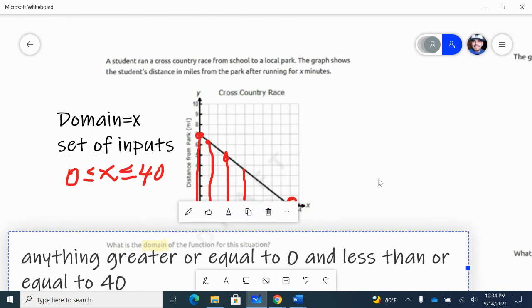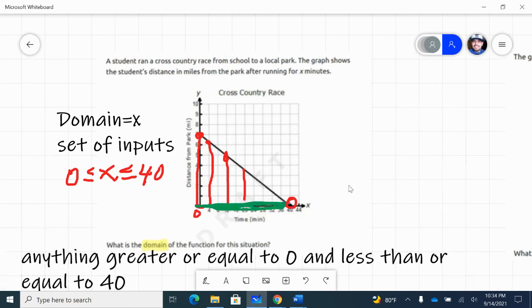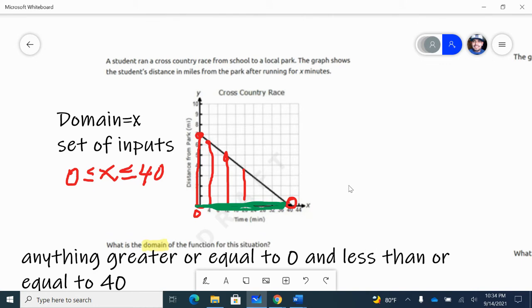The domain is anything that is greater than or equal to 0 and less than or equal to 40. Because again, if we look at the graph, there it is. All these x values, which are my inputs that are used. It is the set of inputs. So when we look at this graph, any x value is used between 0 and 40. 0, 1, 2, 3, 4, 5, 6, 7, anything up to 40. Notice how once it goes past 40, I don't have a graph anymore. So again, make sure you have this on your piece of paper. That is problem number 1. All right. Now let's go to problem number 2.